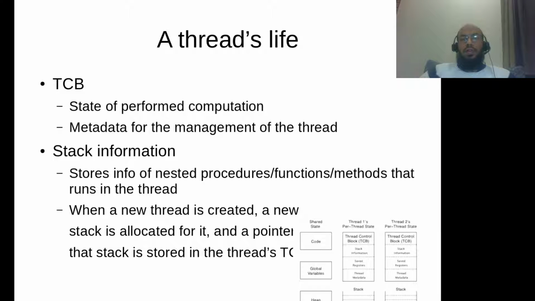So first of all, a thread has what is called a thread control block. The thread control block is something very similar to the process control block, the PCB, that we learned about earlier. It's a data structure that stores all the states of the computation. So if you're running a long program, what line are you in, and so on and so forth. It also stores, for example, your thread variables. It stores data that is required for the management of the thread.